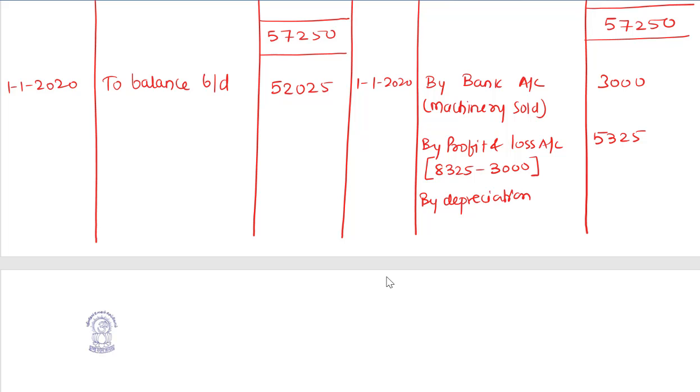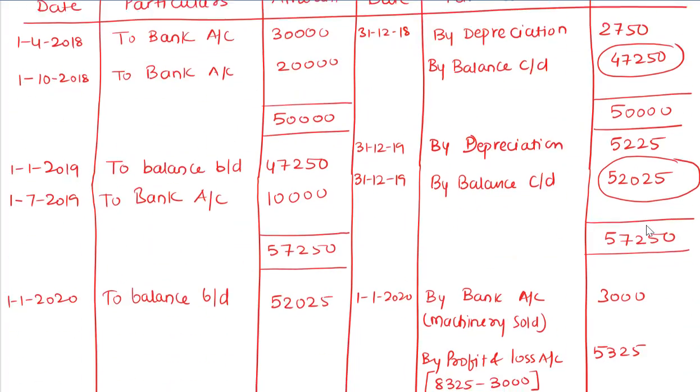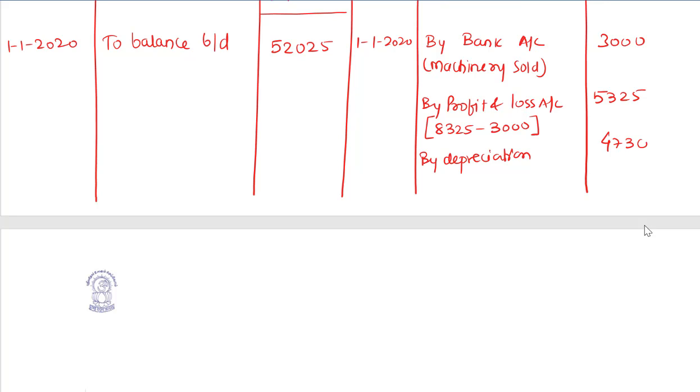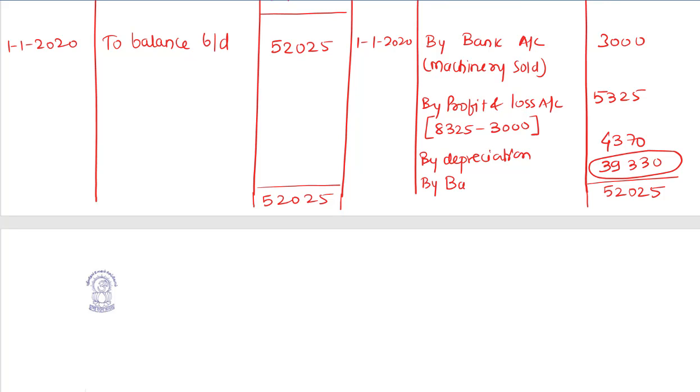Depreciation for 2020 is 4370. Let us do the totals now. 52,025 minus 3,000 minus 5,325 minus 4,370 is 39,330. By balance carried down 39,330.